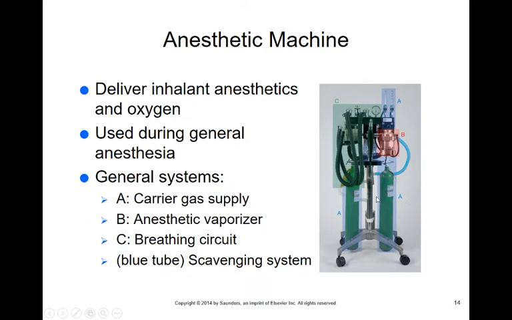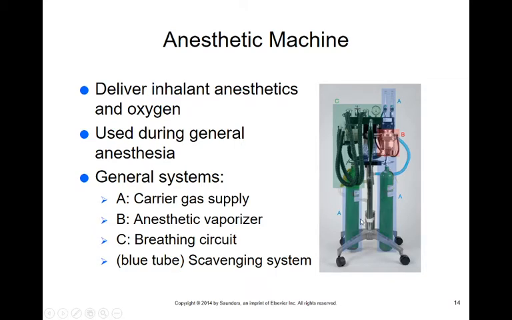We have in A here, this is our carrier gas supply. The only gas we use in veterinary medicine is oxygen, and oxygen is categorized as green. These are green containers. One of these tanks will be used at a time. We open up the tube and we allow a certain amount of gas to carry the anesthetic gas to the patient. This is the carrier gas supply.